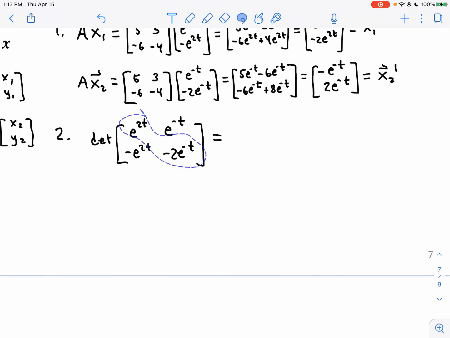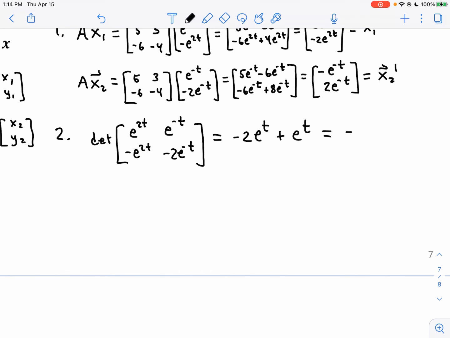So we do that product there. We have e to the 2t times negative 2e to the negative t. Well, we're going to get a negative 2 coefficient, and then e to the 2t times e to the negative t, add the exponents. 2t plus negative t is just t. So negative 2e to the t is the product I get from doing this diagonal, and then we subtract and we do this product. Well, that product is going to be just negative e to the t, but then we subtract that, so it's going to be plus e to the t.